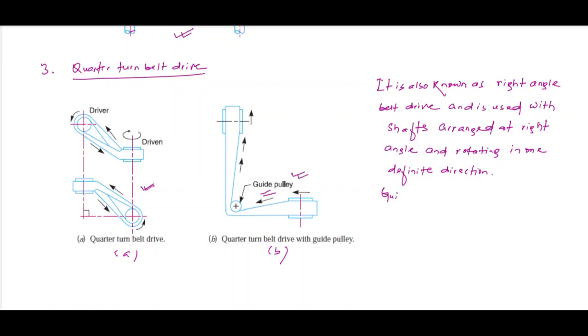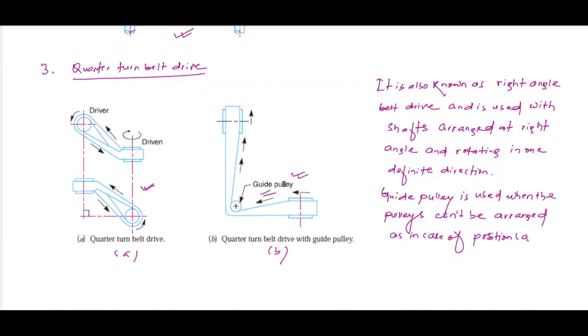So the guide pulley is used when the pulleys can't be arranged as in case of position A, or when the reversible motion is desired. So in that case, a quarter turn belt with guide pulley is used.